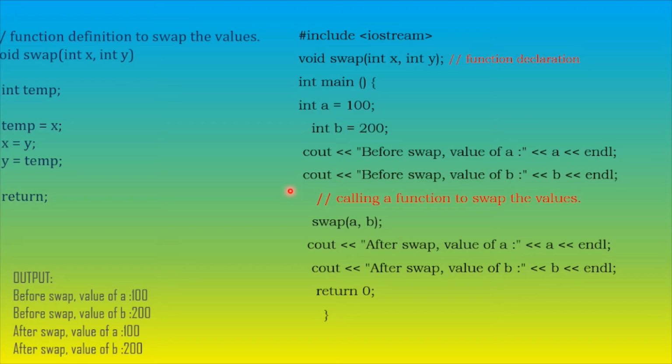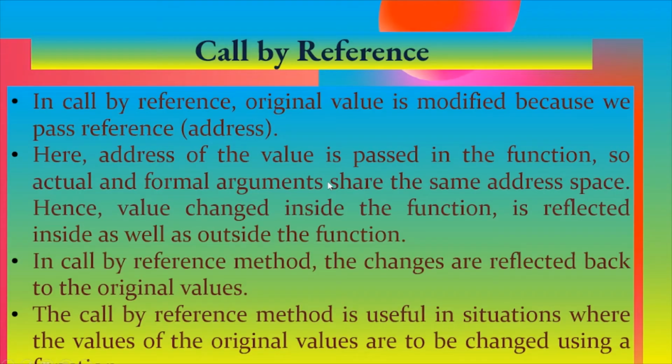This is one more example of using the call by value method. And another method is call by reference. In call by reference, we are passing the addresses of the actual variables. So the original value is modified, because here we passed the reference, that means the address of the value is passed. So in this method, the original value is modified.